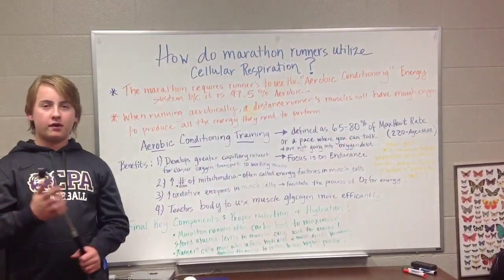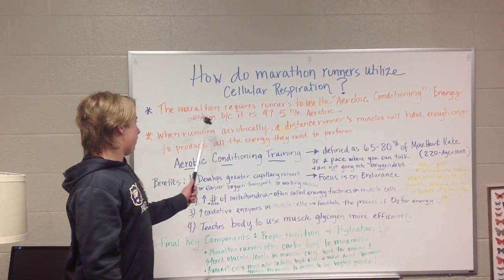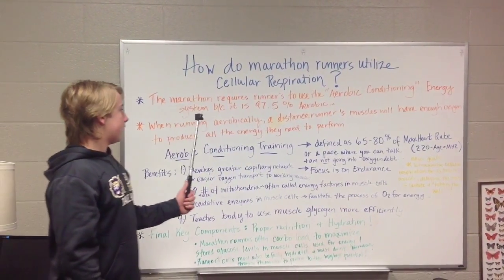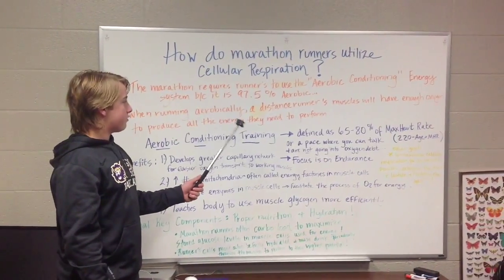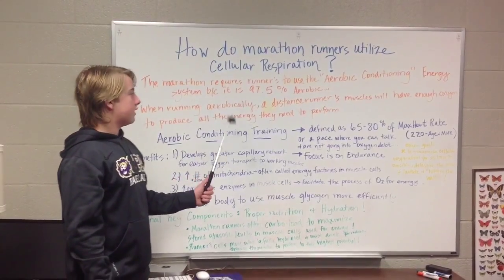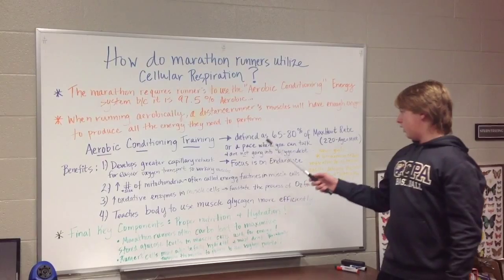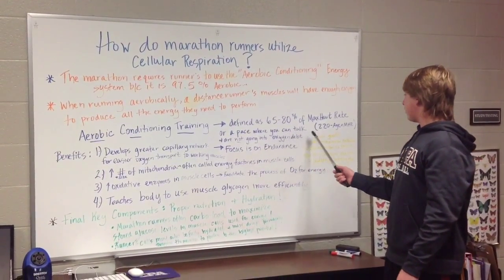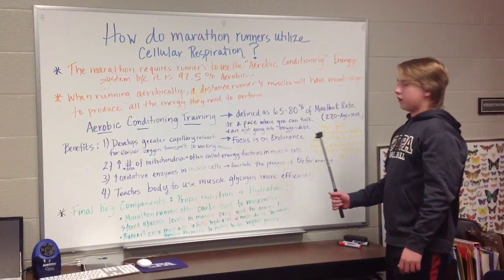Good. So what does cellular respiration have to do with marathon running? Well, the marathon requires runners to use the aerobic conditioning energy system because it is 97.5% aerobic. When running aerobically, a distance runner's muscles will have enough oxygen to produce all the energy they need to perform. Marathoners' main focus is on aerobic conditioning training, defined as 65 to 80% of max heart rate or pace where you can talk and are not going into oxygen debt. The focus is on endurance.